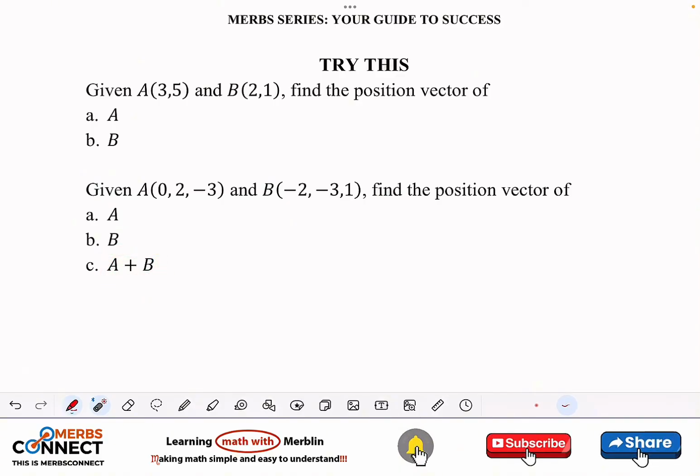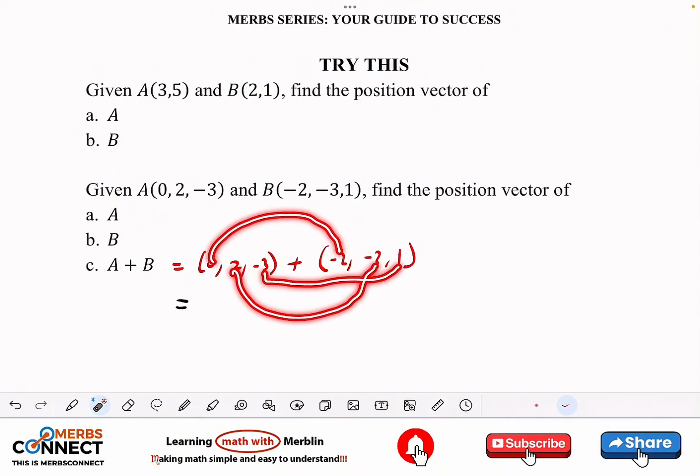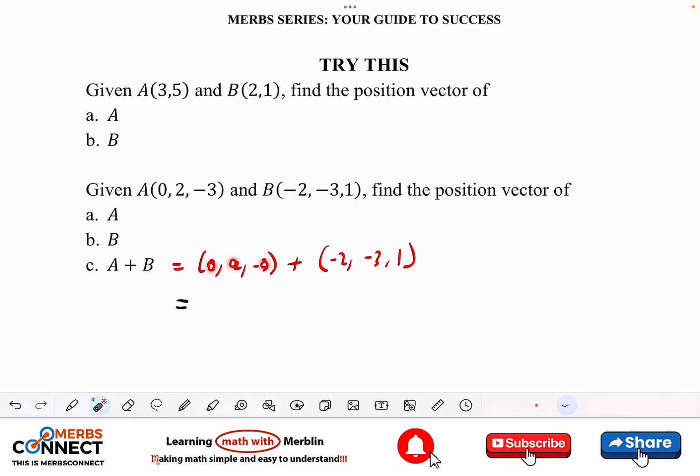I also want you to try finding the position vector of A plus B. Let me do the B for you, but first find A plus B before you find the position vector. So A plus B is going to be 0, 2, minus 3, plus minus 2, minus 3, and 1, right? With vectors we add component by component. So this adds this, and this adds this. This is x, y, z, x, y, z.